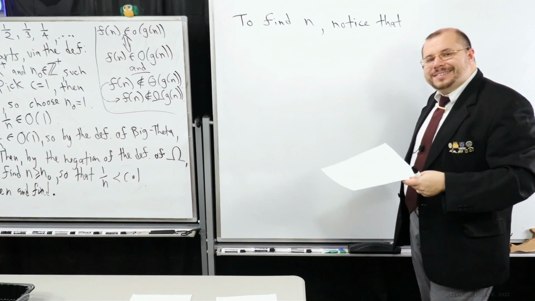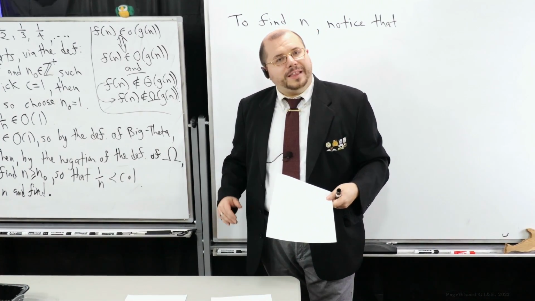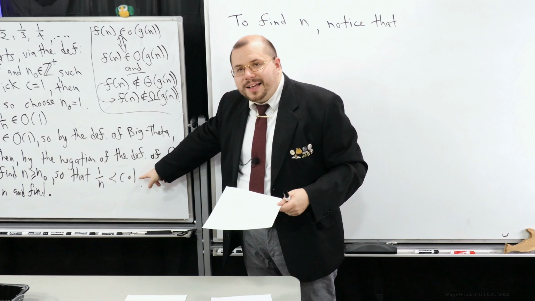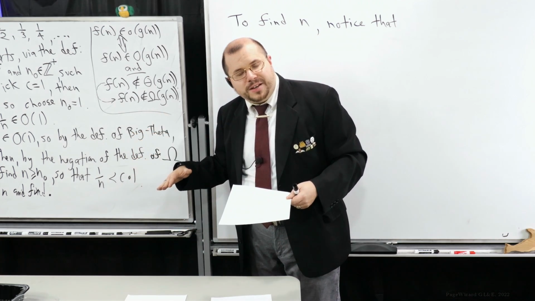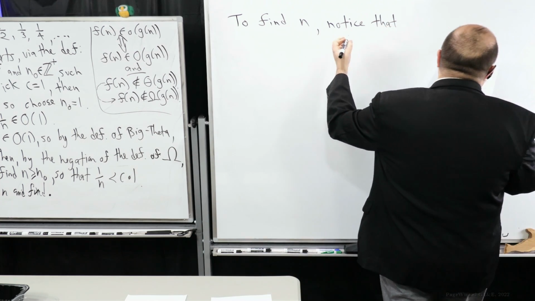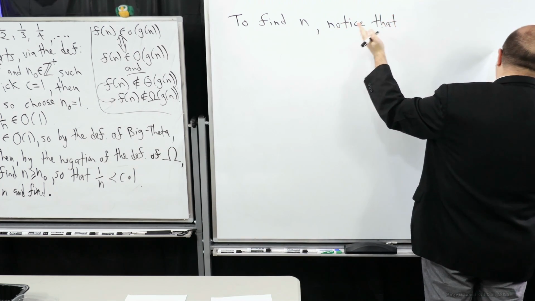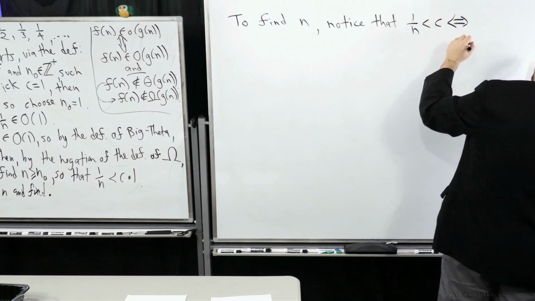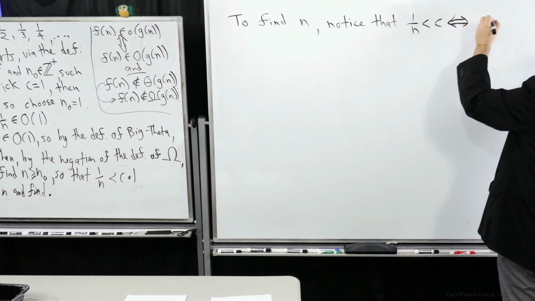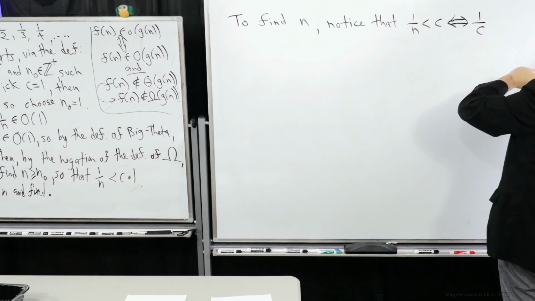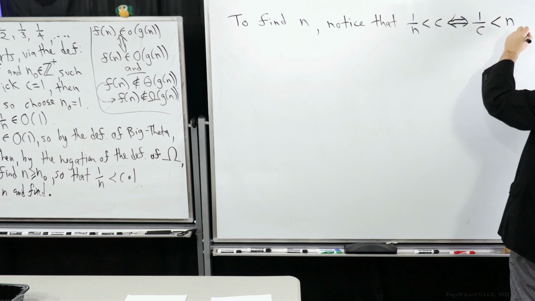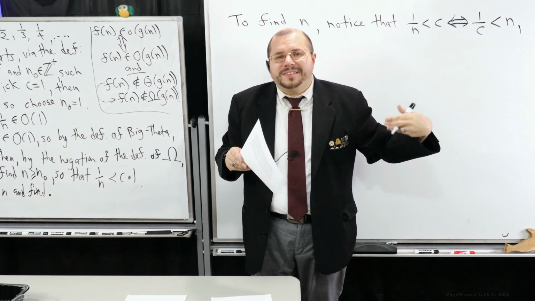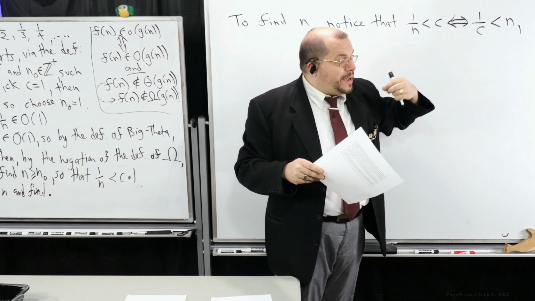But also remember, c and n0 are both positive, right? They can't be 0. So what does that mean? That means that I can multiply both sides of this inequality by n, and then I can divide both sides of the inequality by c. To find n, notice that 1 over n is less than c if and only if, and I'm going to use this double arrow to indicate if and only if, this is just done via the steps I just mentioned algebraically, 1 over c is less than n. So now you can see that I can get n on one of the sides of the inequality. Now I just need to come up with a sufficient upper bound on 1 over c, and then I pick n to be appropriately large.